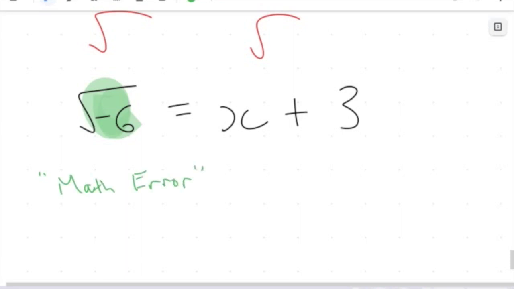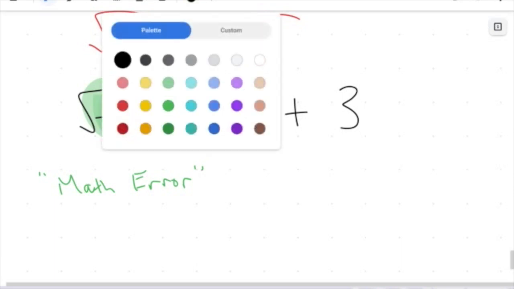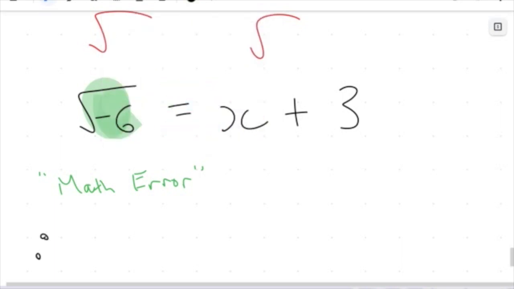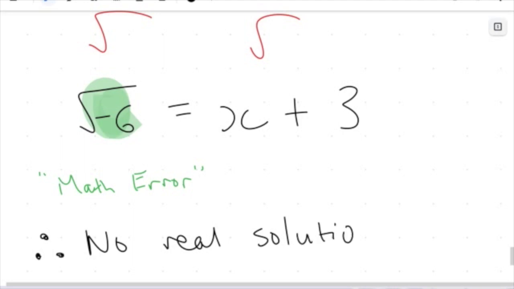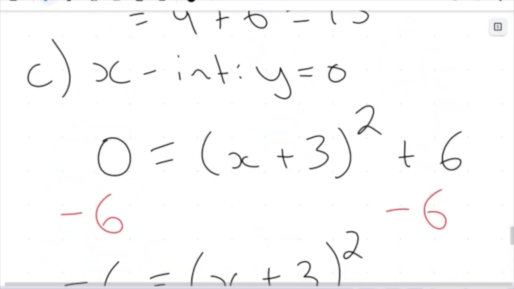Because with real numbers, we can't take the square root of a negative. That will not give me a real solution. So we can say here that our parabola, because we can't find a real solution, has no real solutions. But what does that mean? No real solutions just means, in the context of this, no x-intercepts.